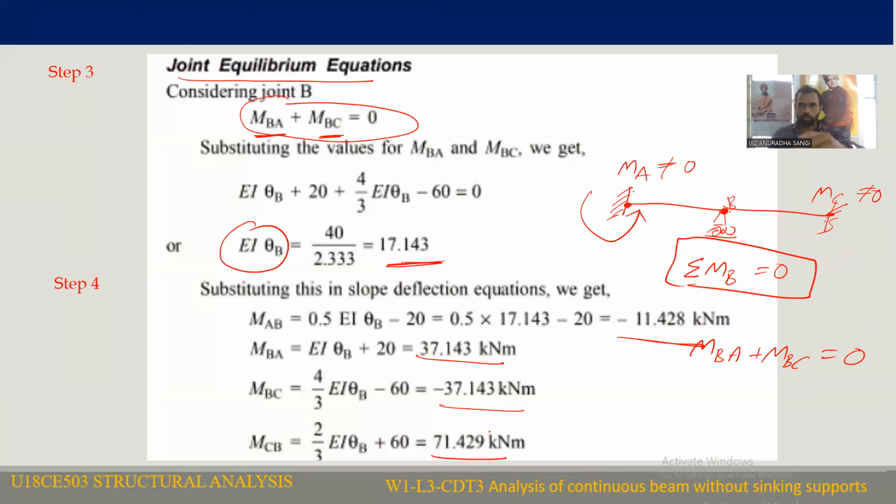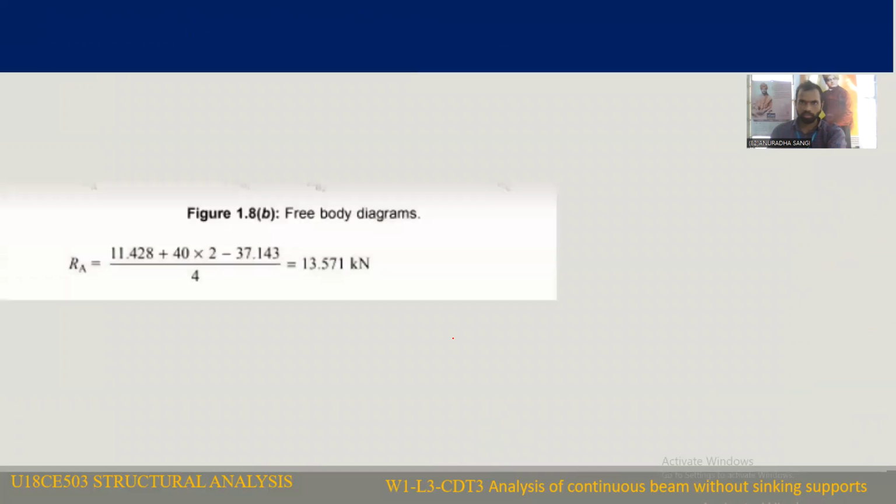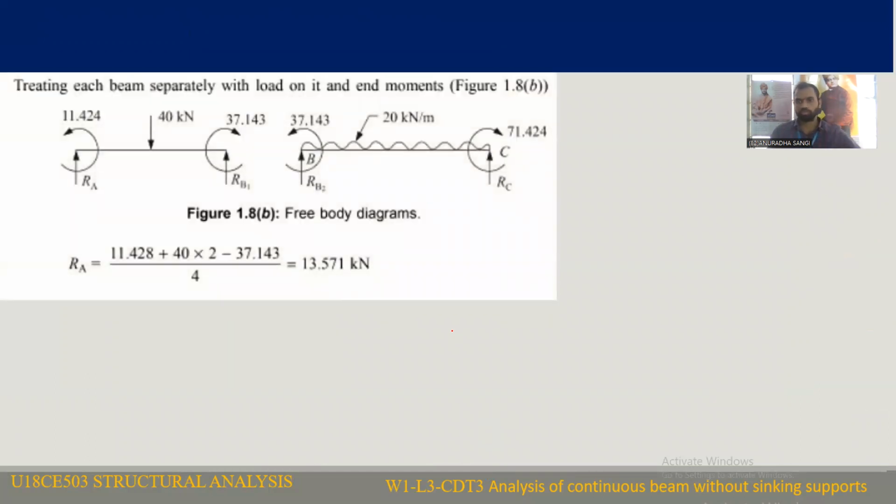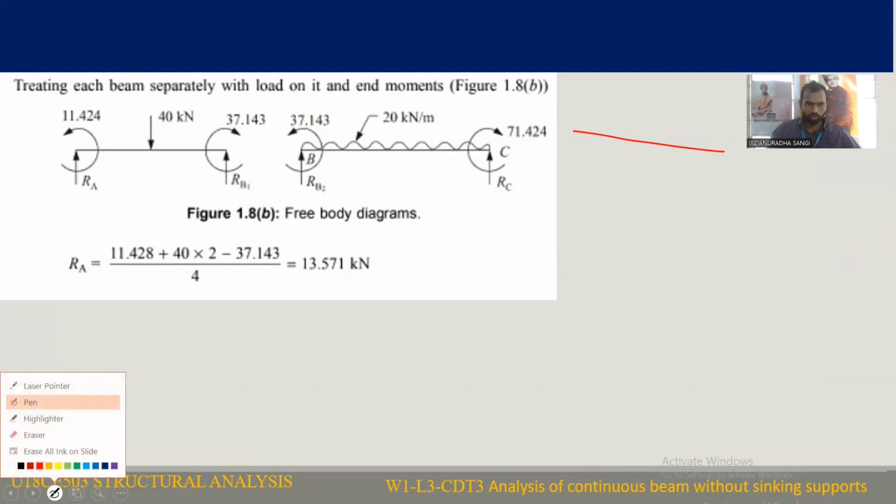Up to this part, we discussed in our previous CDT, the first part of CDT3. Now is the continuation of CDT3: the calculation of shear force and drawing of the shear force diagram and bending moment diagram. For developing these diagrams, first of all, what we need to do is draw the free body diagram.